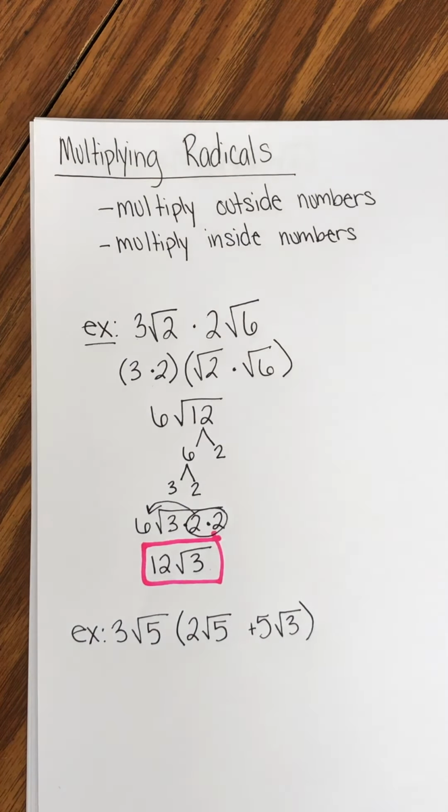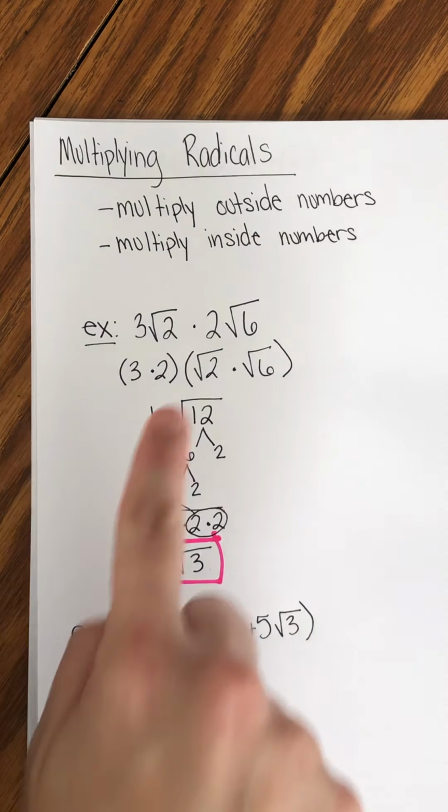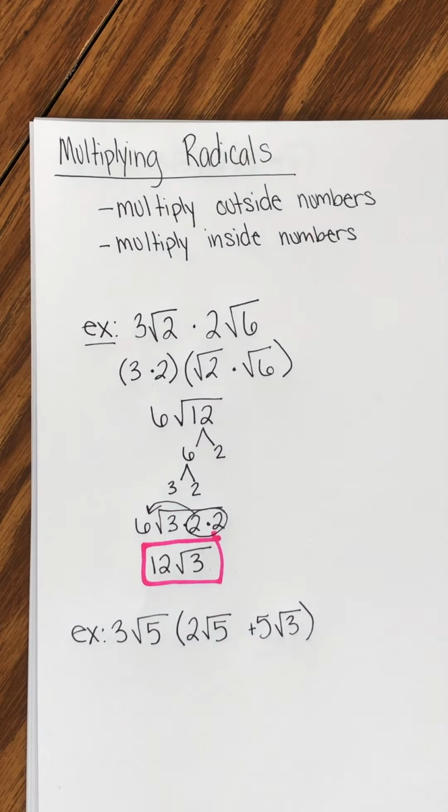Pretty simple. The tricky part's going to be making sure you have the most simplified version. So I always just kind of double check to see if you can factor it out or not.